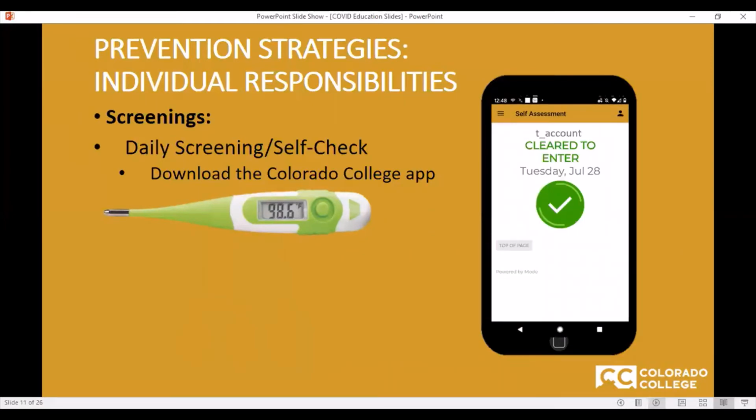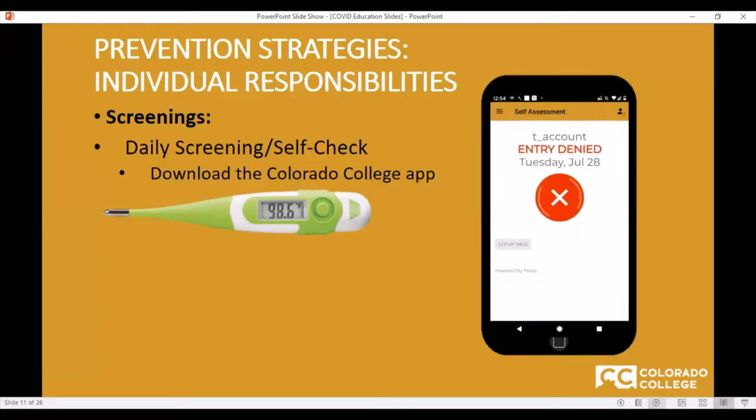If you don't have fever or symptoms, you'll be given a cleared for entry screen. You can then proceed as normal through your day. You may be asked to show this screen when going to class, a dining facility, or other offices on campus. If you do have a temperature or endorsed symptoms, you'll be given an entry denied screen. You should stay home and contact a medical provider to see if you need to be tested for COVID.